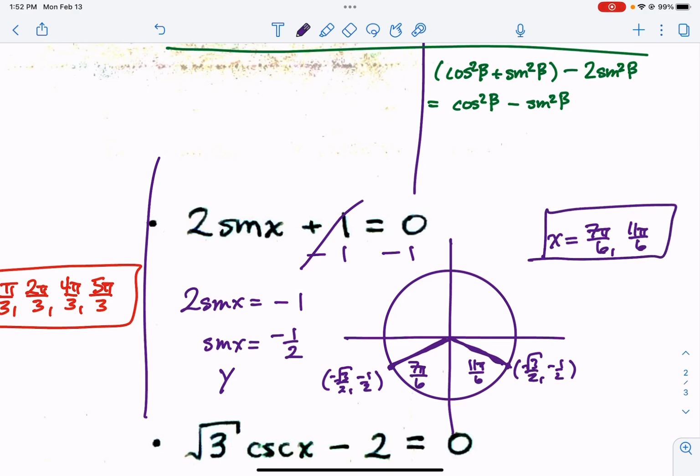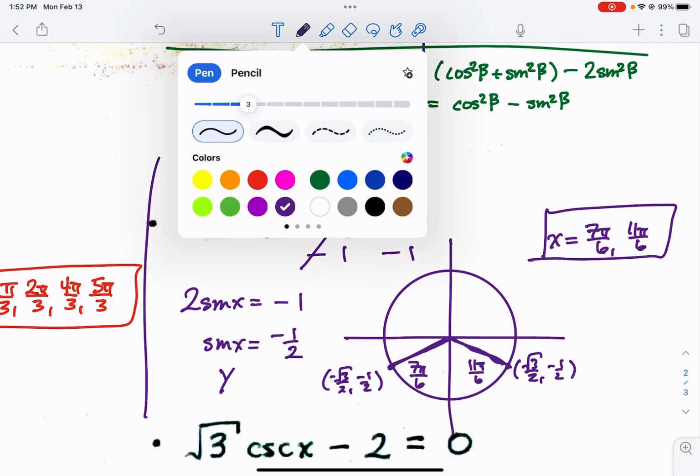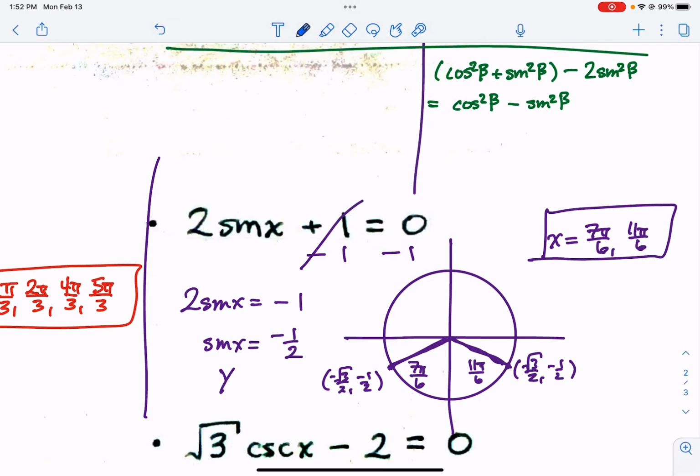Cool. Only 2 solutions there. Also keep in mind, you guys will have a calculator. And so an alternative way to do this, granted, it's not going to give you those pi's, but it is going to give you the right numerical value.